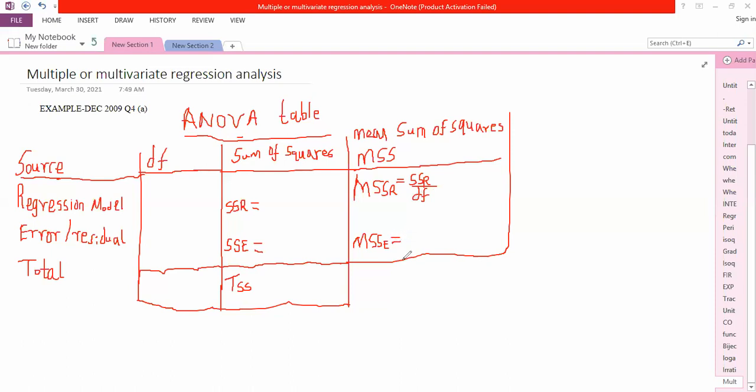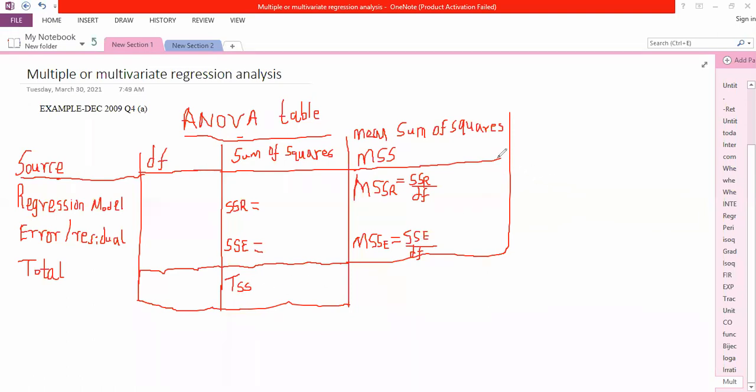Also, you take the sum of squares for the error term. You divide this one by the corresponding degrees of freedom to determine the mean sum of squares in the case of what we call the residue or the error term.